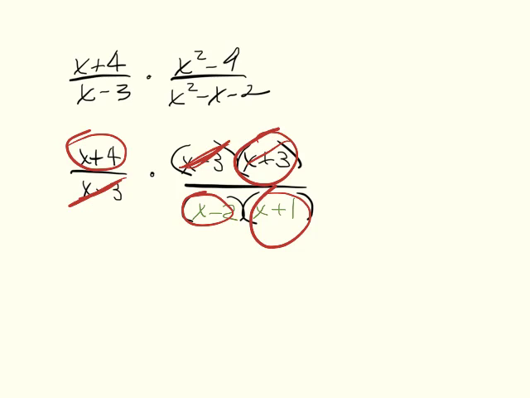Don't multiply those because you're supposed to simplify, and that's as simple as you're going to get. And remember, when you're dividing, if this were a division sign up here, you would take these two here and flip it over and then do the same thing.